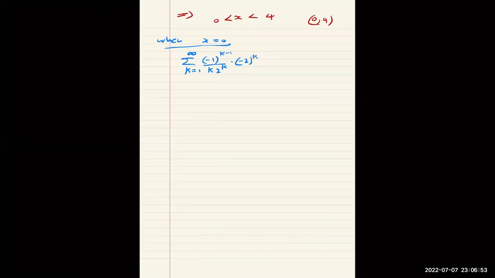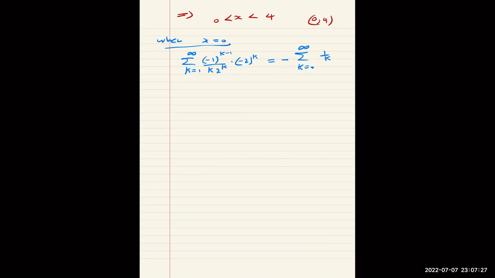Now if you simplify this, you should be able to see that this is going to be minus the sum, k goes from 1 to infinity, of 1 over k. Do you see that? That's because you can write this as minus 1 to the power k times 2 to the power k. That 2 to the power k will be cancelled with this 2 to the power k. So you have a minus 1 to the power k here. And if you multiply these two together, minus 1 to the power k minus 1 times minus 1 to the power k, that is just minus 1. I pull that out.